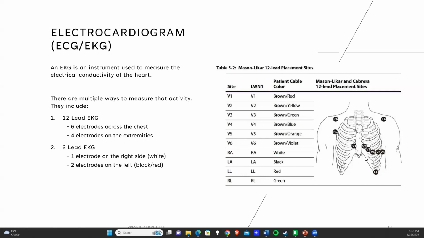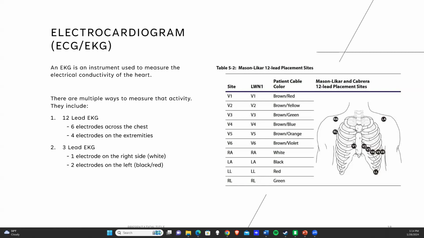And then you have 4 more that are placed on the extremities, where you have right arm, left arm, right leg, which for whatever reason is denoted up here on the shoulder, but it would actually be placed down more on the hip or the right leg, and then the left leg down a little bit lower.